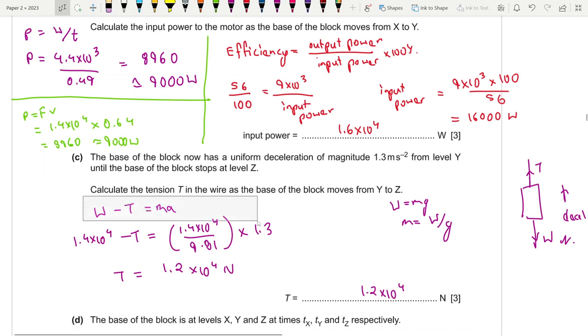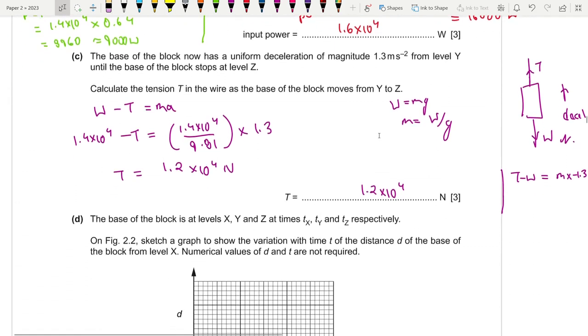You could also make T the subject. If you made T the subject, it would have been like this: T minus W is equal to m times minus 1.3, since you'll be decelerating and you've considered the upward direction to be positive. You'd get the same answer, guys.